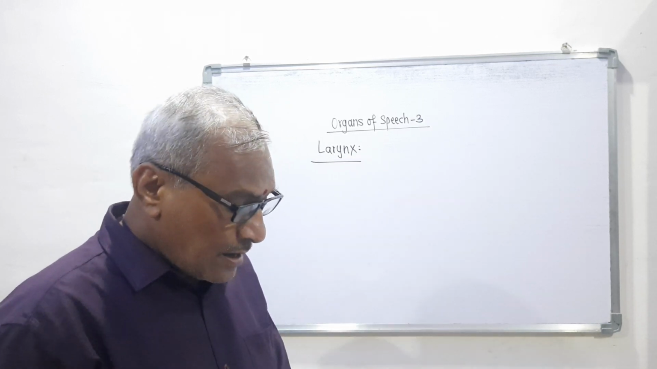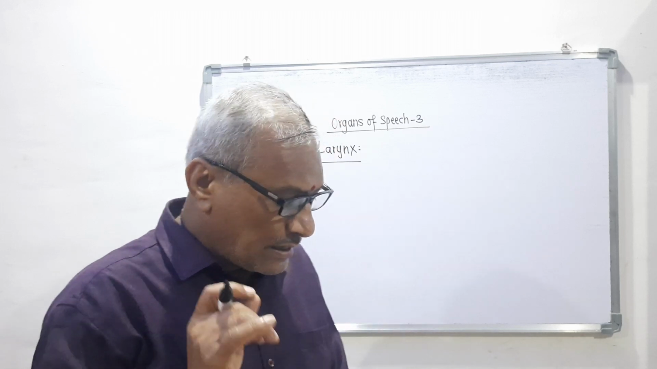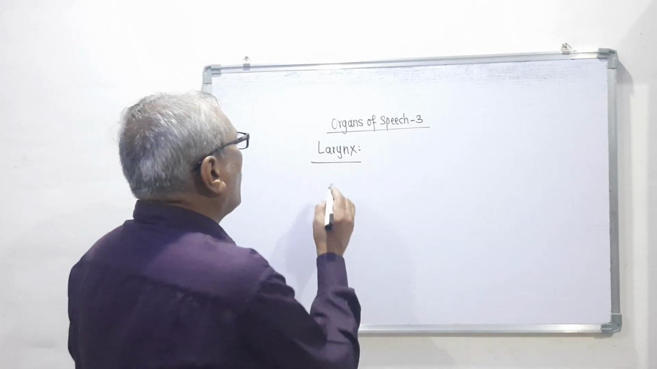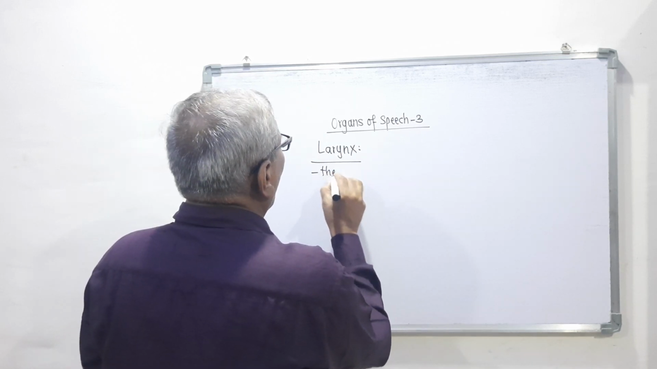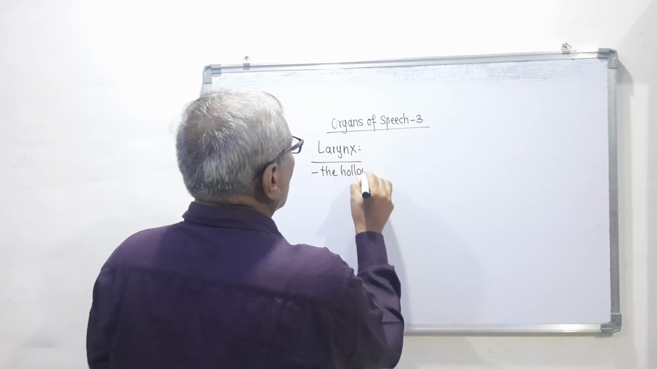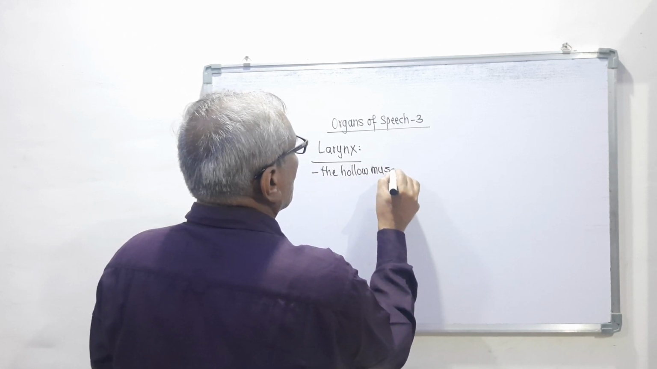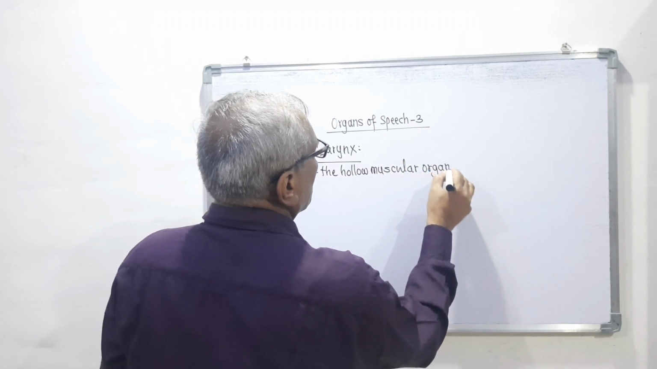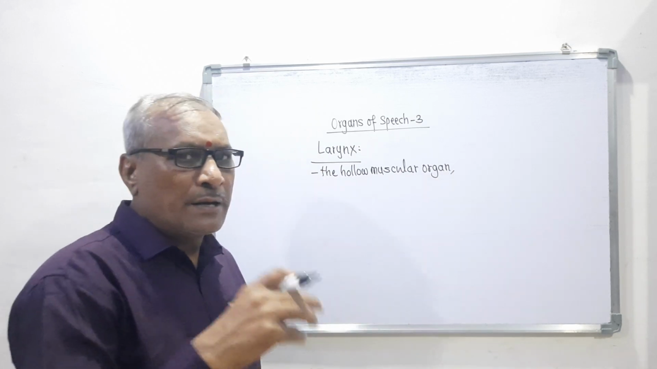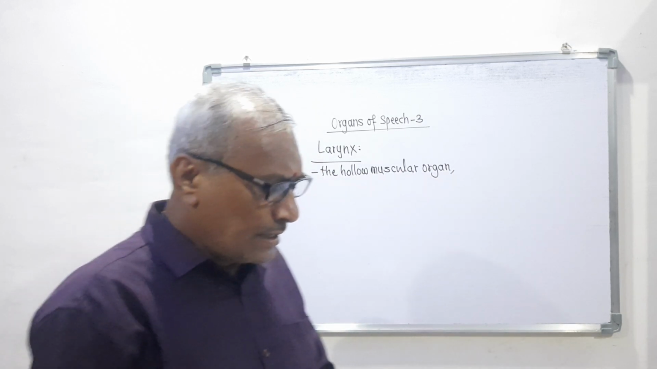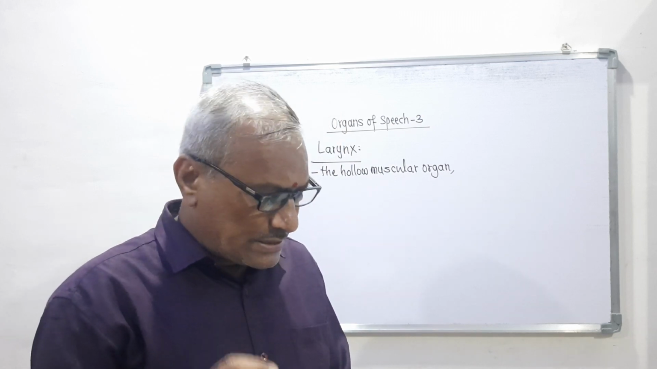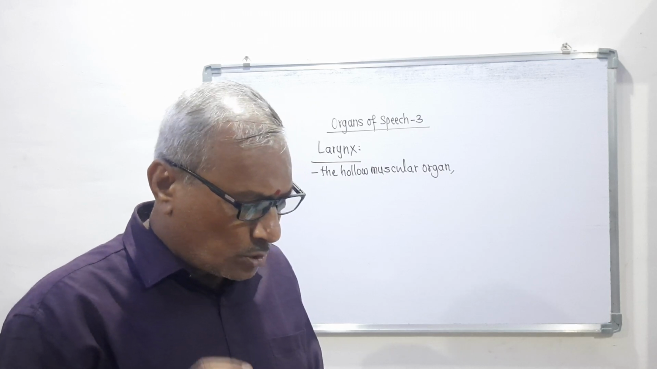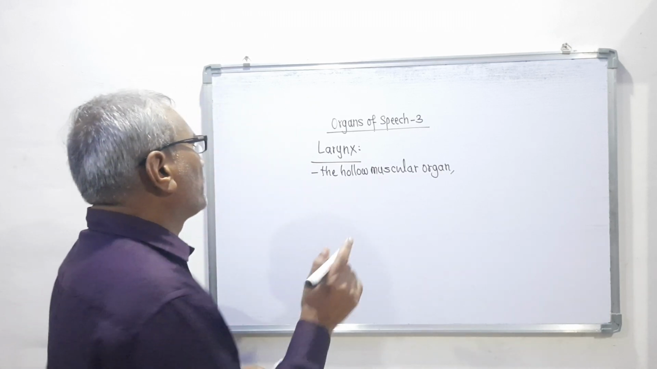Remember, what is larynx? Larynx is the hollow muscular organ. Muscular organ means this organ is related with the muscles, and that's why it is called the muscular organ. This organ forms a passage of air to the lungs.